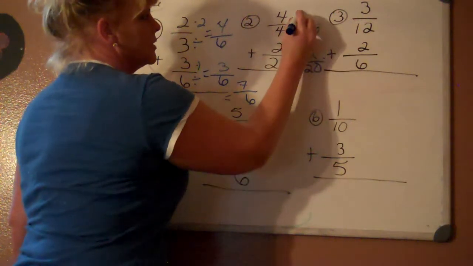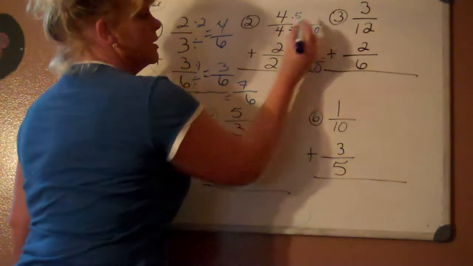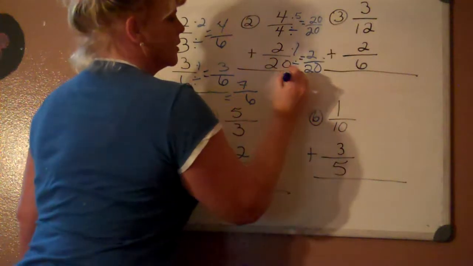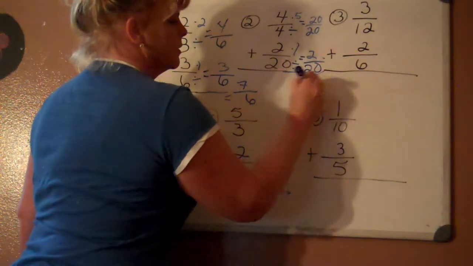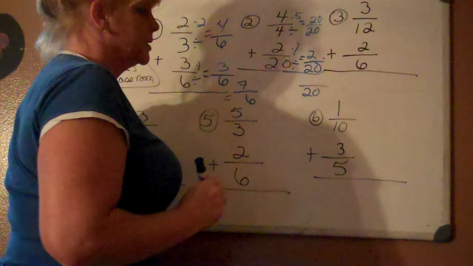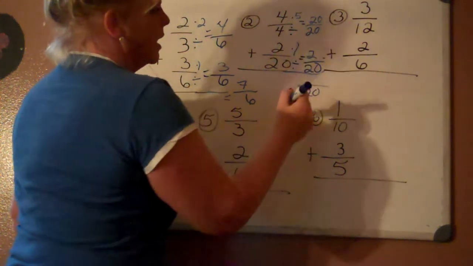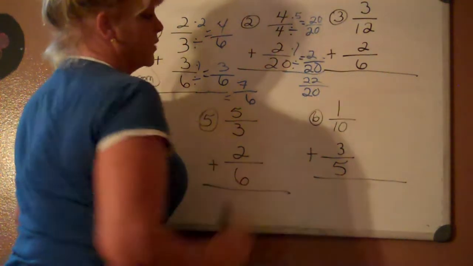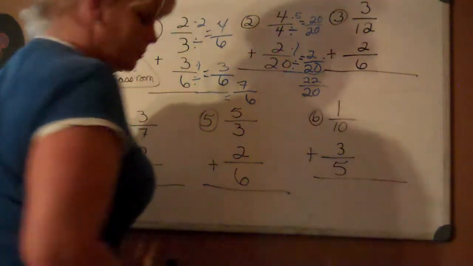4 goes into 20 5 times. 5 times 4 is 20. Now all we have to do is bring down the common denominator like that, because we're adding and subtracting, and add that together, and again we have an improper fraction.